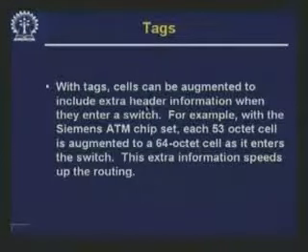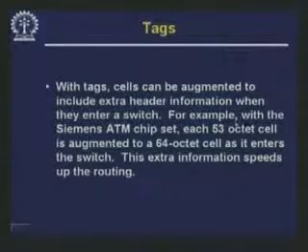If it is some other kind of tag where such a simple scheme does not hold, then maybe you will have to look up some table to find out where I want to go. So, with tags, cells can be augmented to include extra header information when they enter a switch. That means you look at which output line it wants to go to, and then add the code for that output line onto this cell, which becomes the tag.